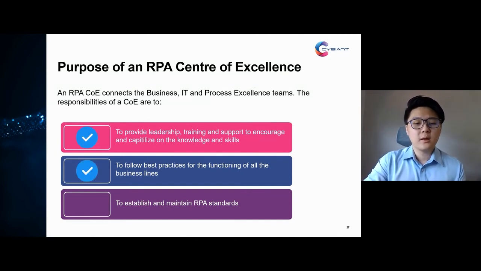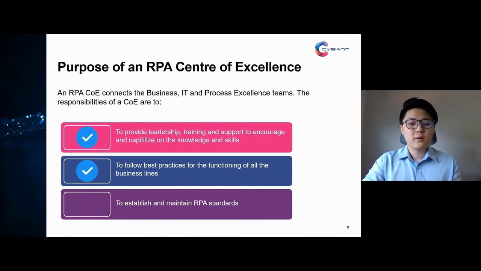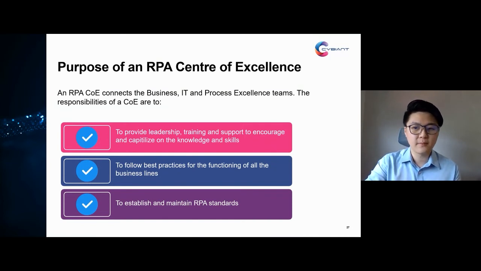It is also to follow the best practices for the functioning of all business lines. And the third one, of course, is to establish and maintain the RPA standard.